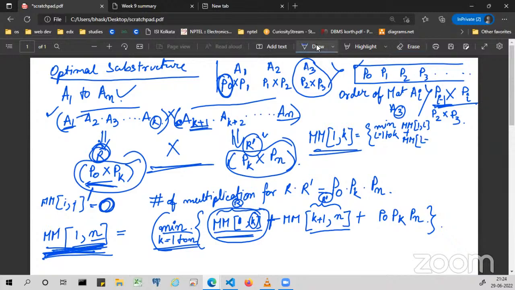mm(l+1, n), sorry, k plus what? The number of multiplications, which is equal to, in this case, what would it be? I'm starting from 1, so p0 into p, my middle matrix, which is l over here, pl, and then pk. Same thing.